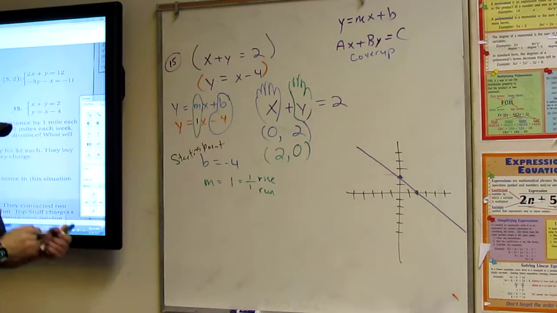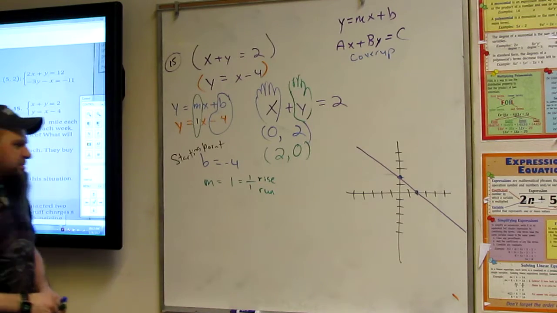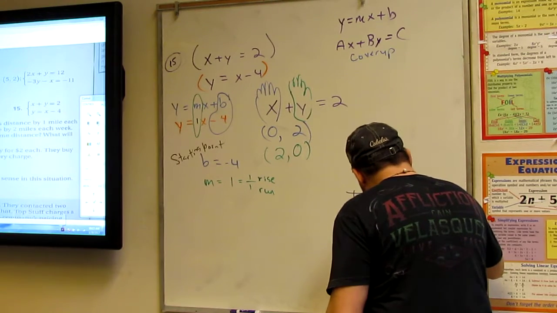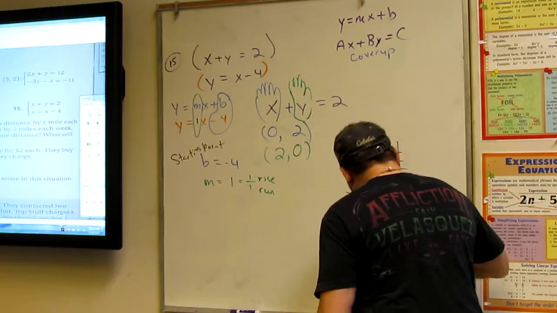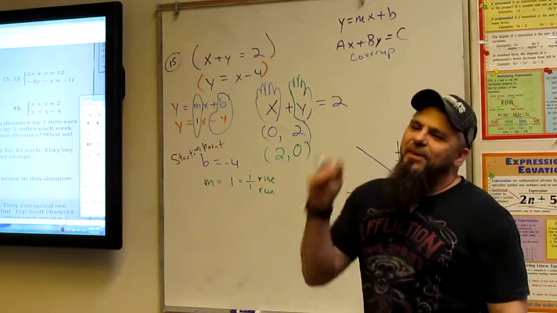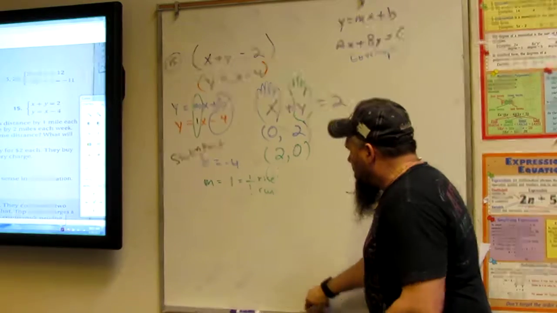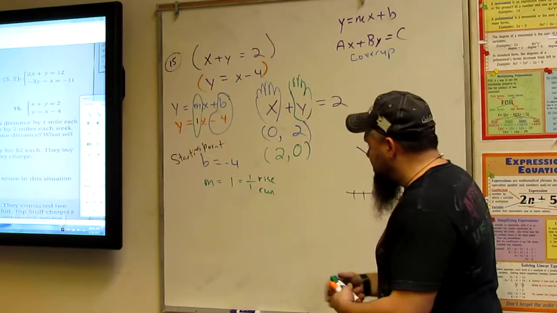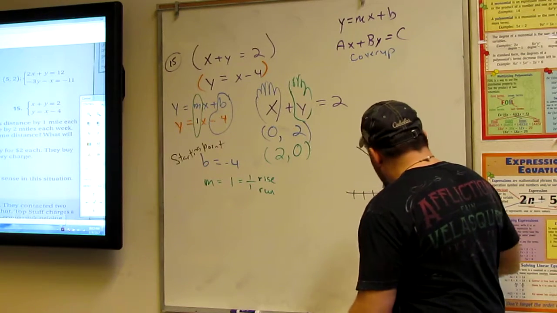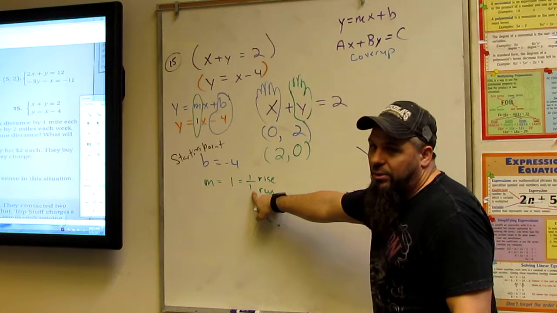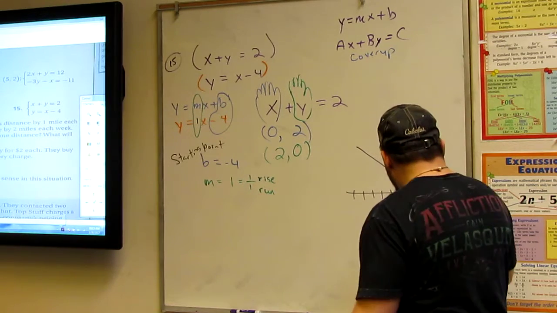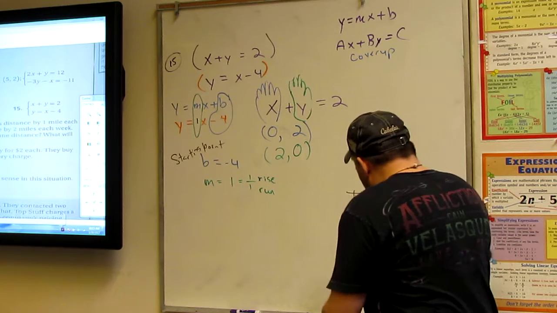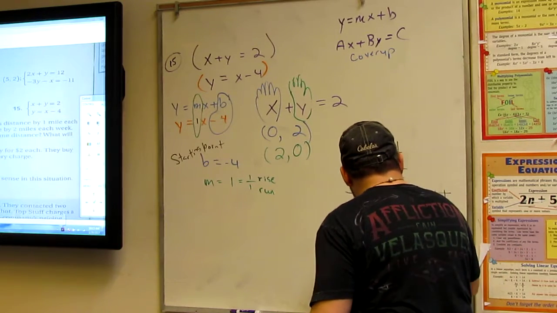I'm starting at that point, and we said it's going to be orange. I'm starting at negative 4 on the y-axis. From that point, I'm going to go up or down? Up. How much? 1. And then right or left? Right. How much? 1. And so from that point, I have 2 points, and I can draw a line.